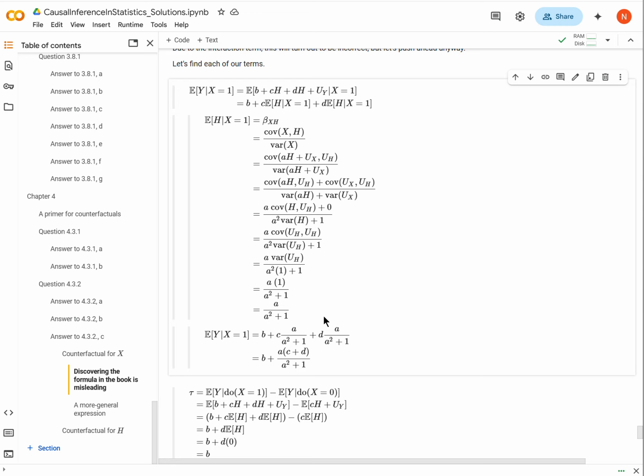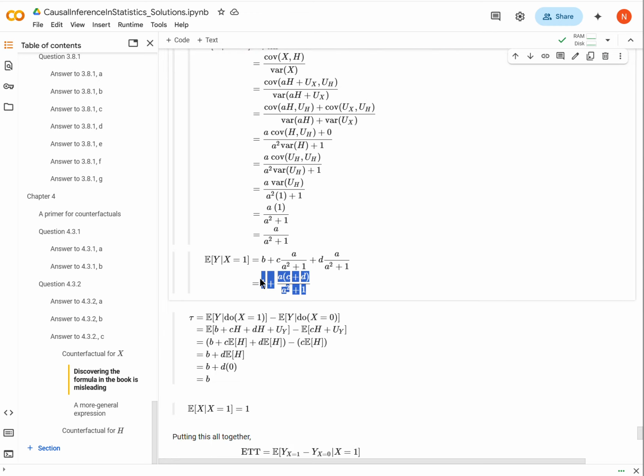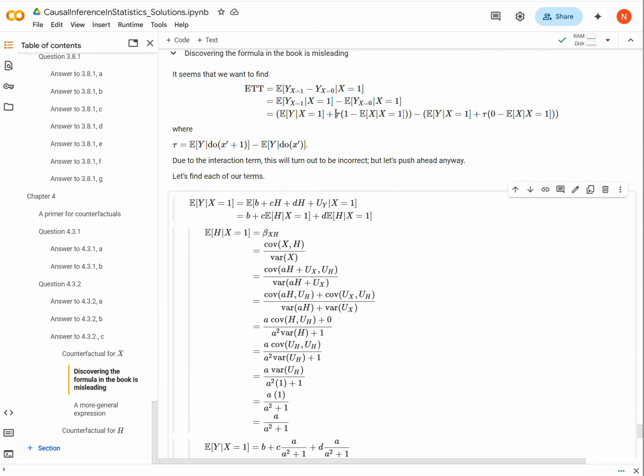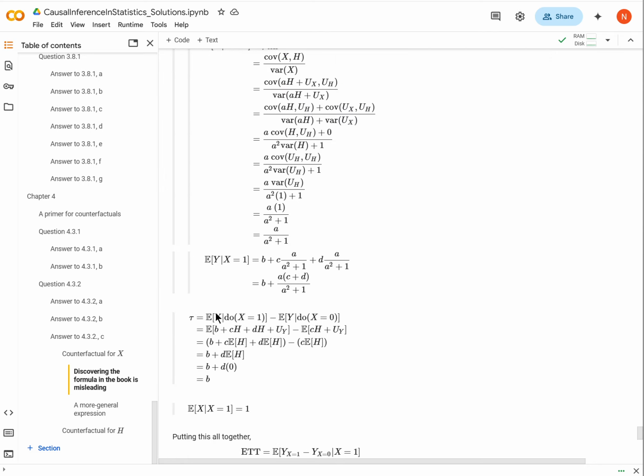Okay. So if I plug that back into my expression up here, I get the expected value of y for x equals 1 is this guy right here. Okay, that's fine. And now the next thing that we need is this tau. Okay, so tau is just the expected value of y given do x equals 1, and then minus the same thing, but now we're doing do x equals 0. And you can just see that I'm expanding all of that out. Okay, and I get b.